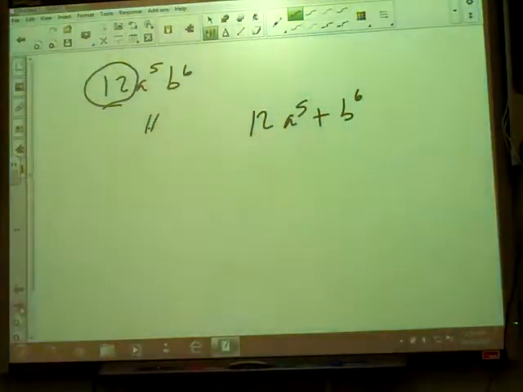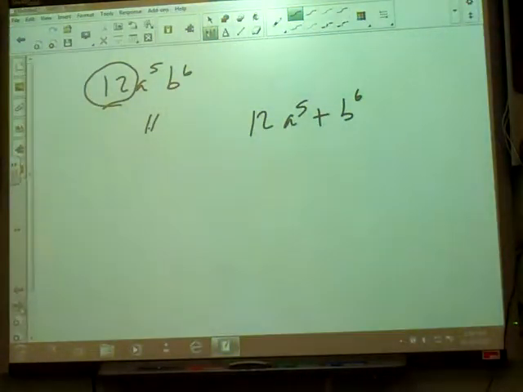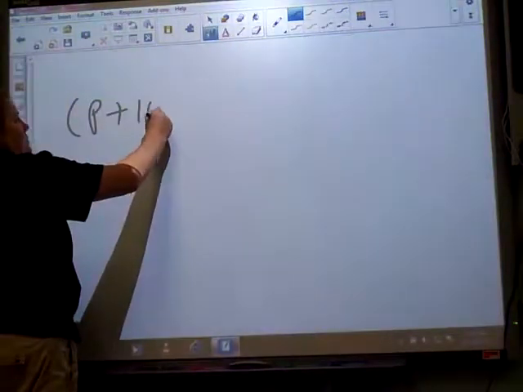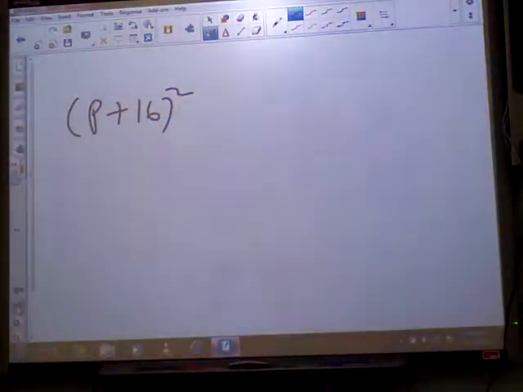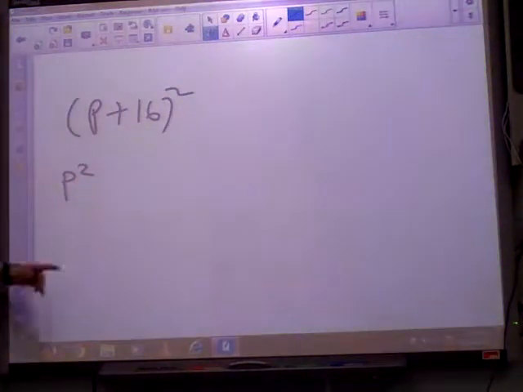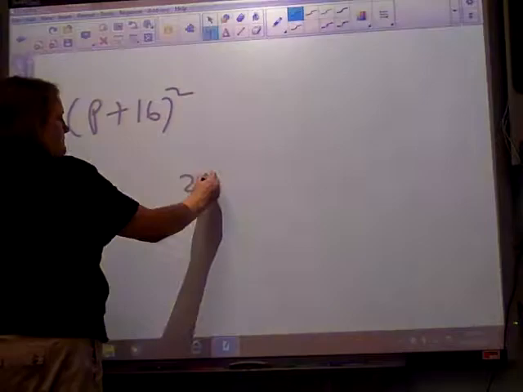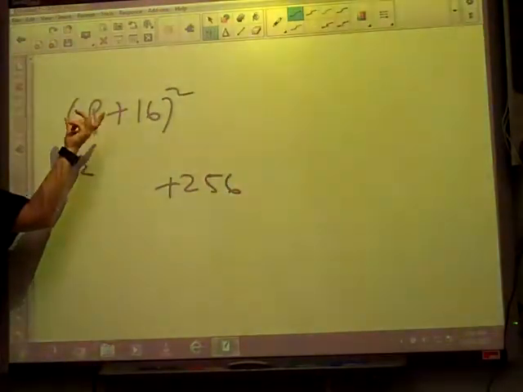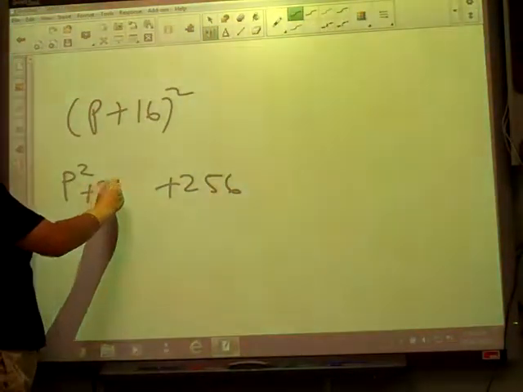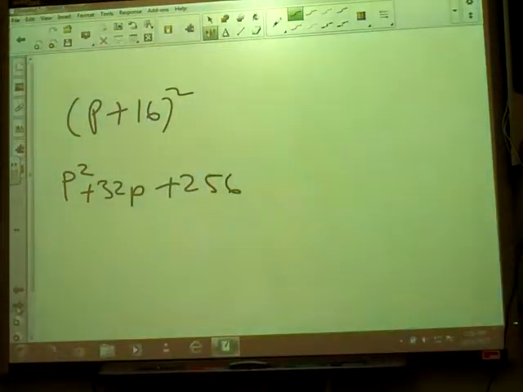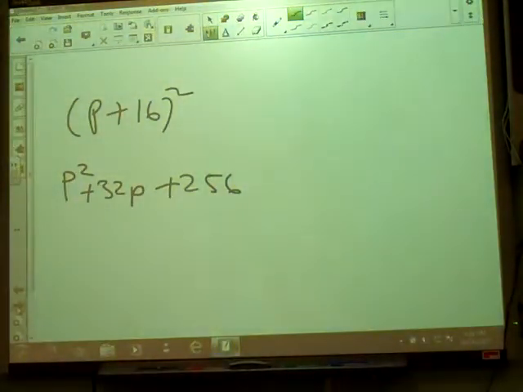Alright. 12 is another FOIL one. You could write it twice and FOIL it. There's also a shortcut. We talked about it in here. When you have p plus 16 squared, that's called a perfect square trinomial. The shortcut is: square the first one, square the last one, multiply the two terms and double them. 16p times 2 is 32p. Or write it twice and FOIL it. If you don't remember the shortcut, it's not the end of the world. So that'd be B.